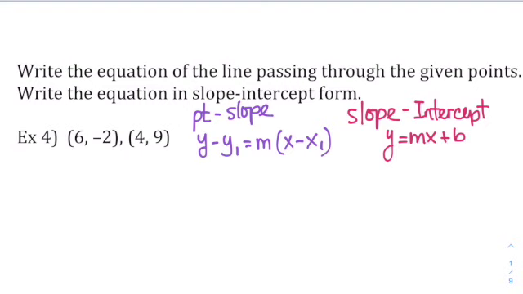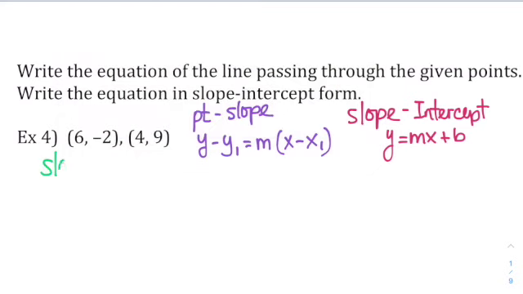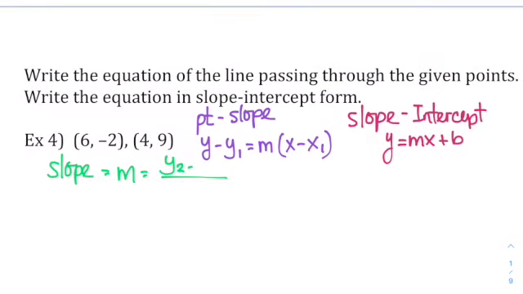First of all, if I need point slope form, I need a slope. Since I'm given 2 points, I can figure out what my slope is. Slope formula, okay, y2 minus y1 over x2 minus x1. Plug in the numbers. So I'm going to do 9 minus a negative 2 over 4 minus 6.